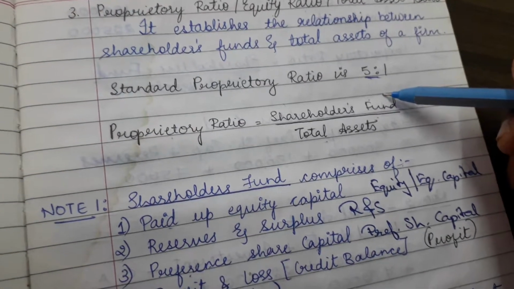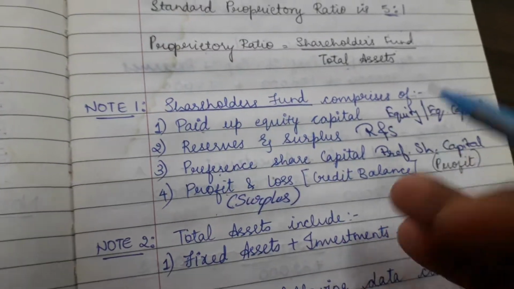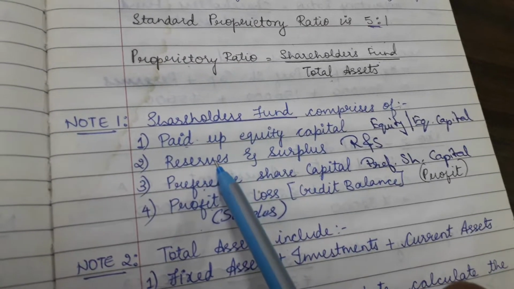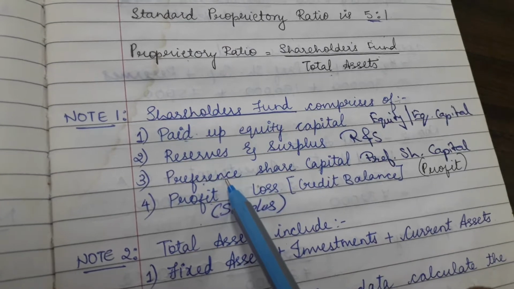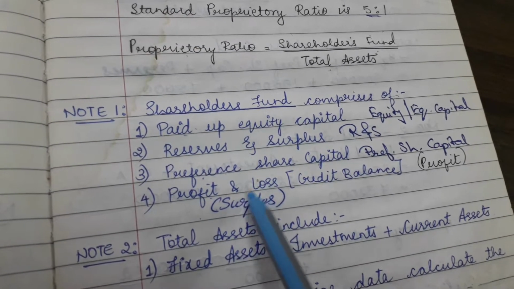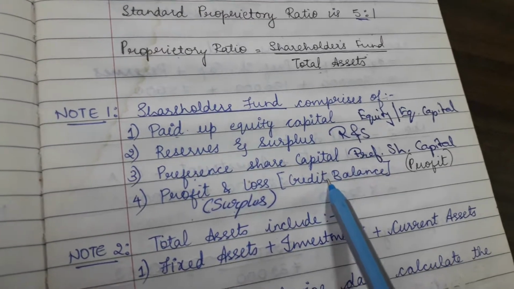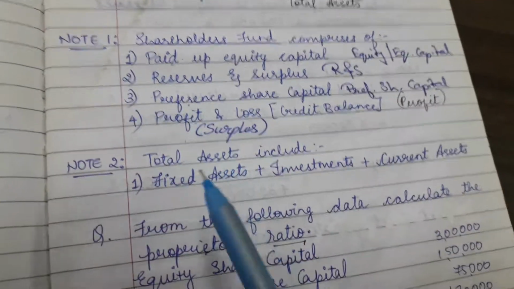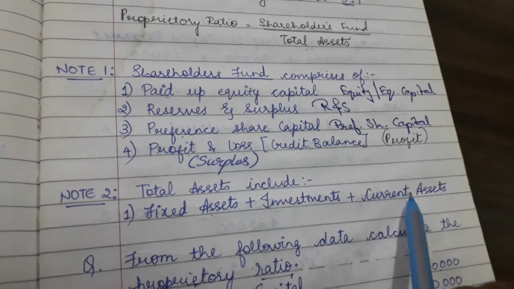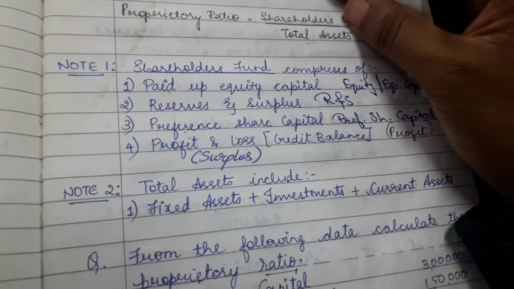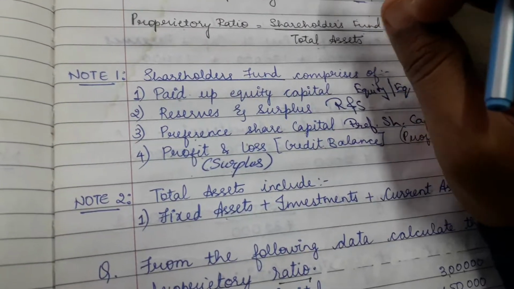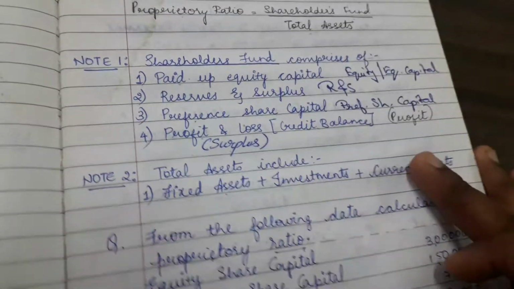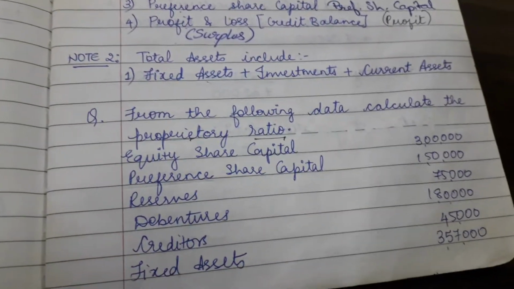Now what does shareholders fund comprise of, or what all does it include? Shareholders fund includes paid up equity capital, reserves and surplus, preference share capital, and profit and loss, but it should be surplus, that is, a credit balance. Credit balance means profit. Clear? What do total assets include? Total assets include fixed assets, investment and current assets. So these are the things which we include in the above formula. Only these things should be included, the rest should not be included. Clear? This is just a problem to be solved on proprietary ratio.